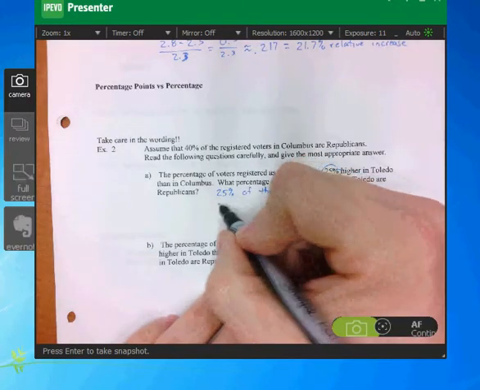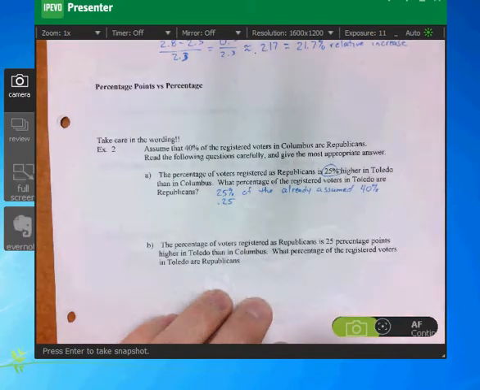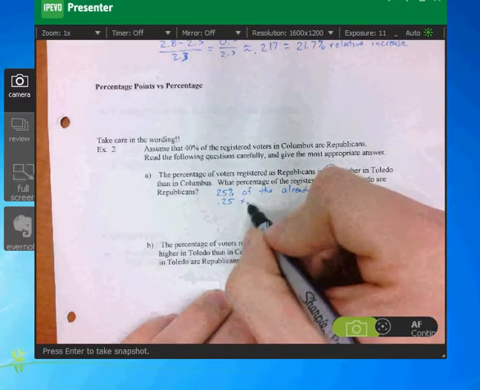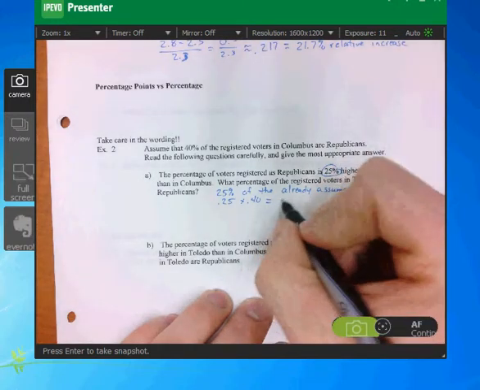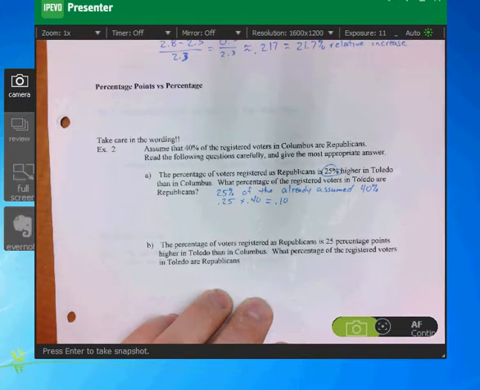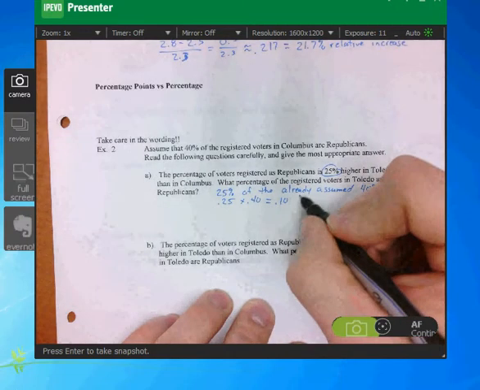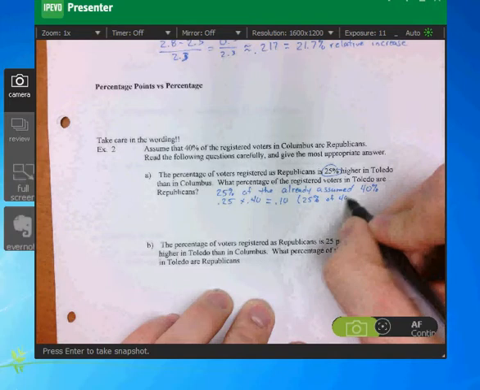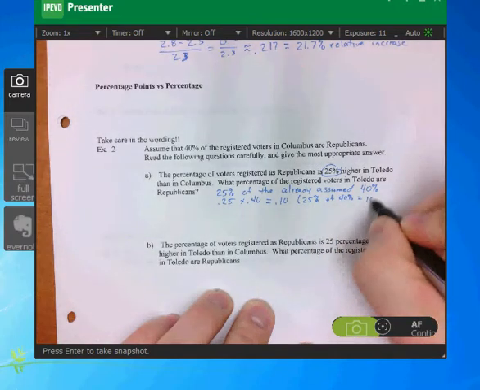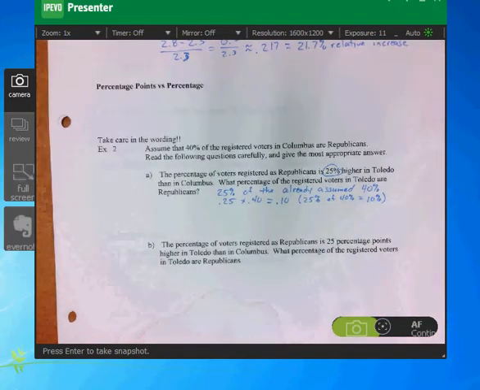So what we're going to do is take 25%, or 0.25, times the 40%, because we're looking for 25% of 40. So 0.25 times 0.4 is going to give us 0.1. So that's saying 25% of the 40% that we were talking about is 10%.